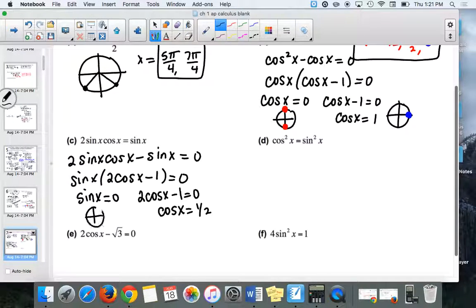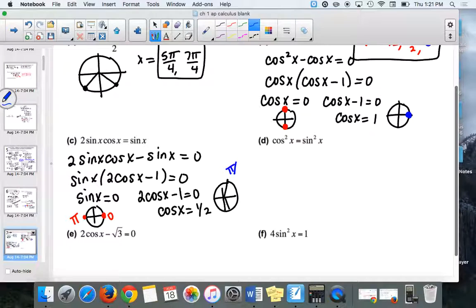So sine is equal to 0 in 2 locations. What are my answers there? 0 and pi. And then on the other one, cosine of x equals 1/2, that's 2 locations. What are they? 2 pi over 3 and 4? Pi over 4 and 7 pi over 4.